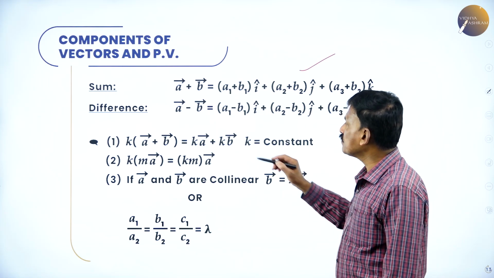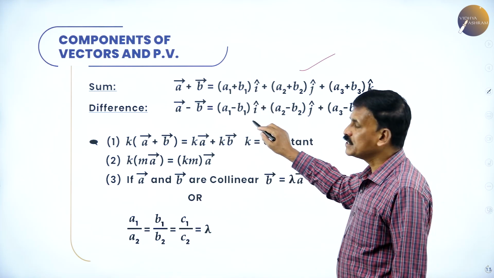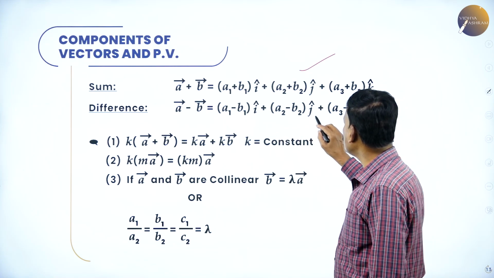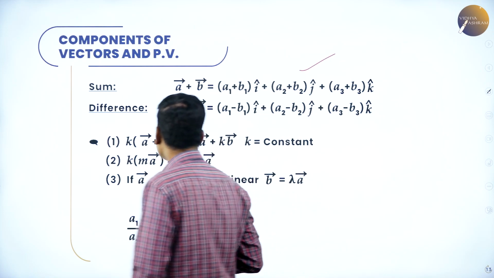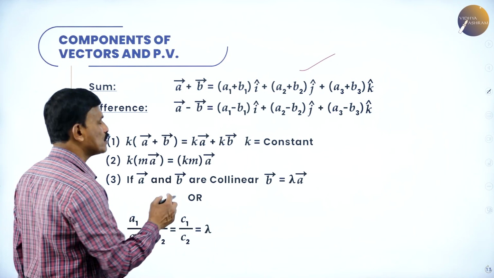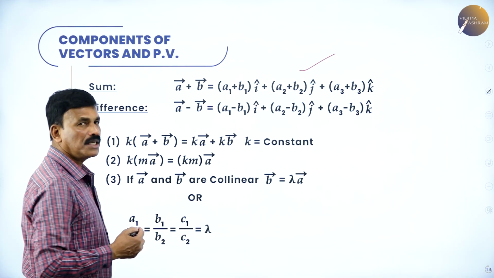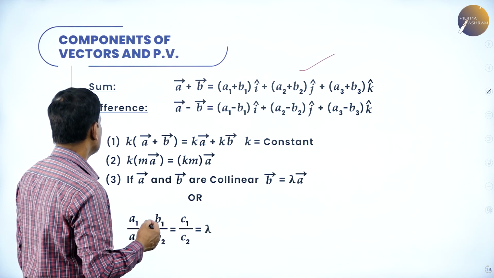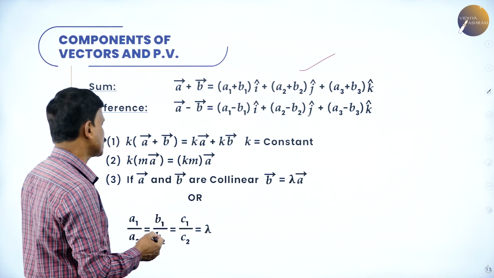Similarly, the subtraction of vectors, the difference A minus B, is A1 minus B1 i, A2 minus B2 j, plus A3 minus B3 k. Now, suppose k is any constant, k into (vector a plus b) is also equal to k into vector a plus k into vector b. k times m into vector a is equal to, just multiply, m is also a constant, k into m into vector a.